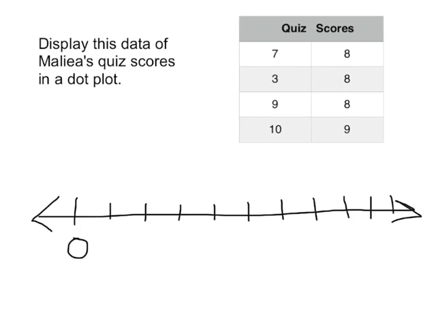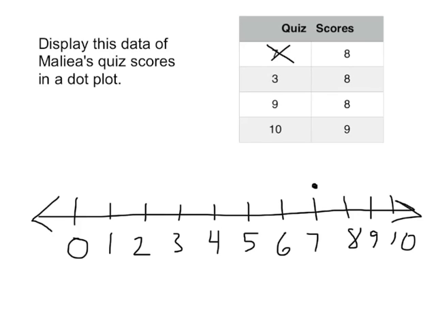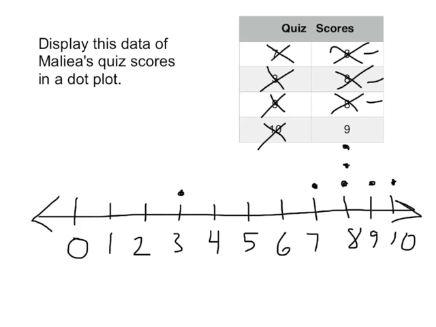And then we need to go through the data, and we're going to put a dot for each number. So I have a 7, so I put a dot directly above it. I have a 3, so I put a dot above that one. I have a 9, so I put a dot above it. 10, then looks like she got 1, 2, 3 8s. So we put the first one, and then directly above it you put the second one, and then above that one you put the third one. So we've finished the 8s, and now we have 9.